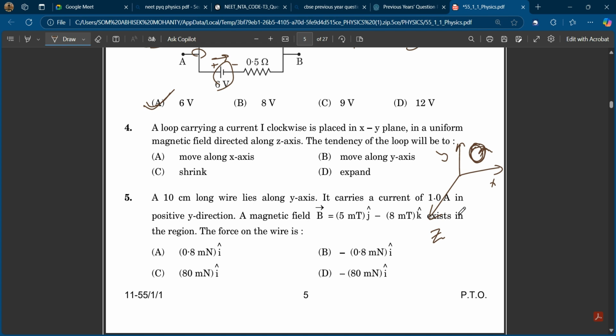So how to solve this one? Okay, the current is like this. So the magnetic field will be along, because this is clockwise, if we use the right hand thumb rule, the magnetic field will be like this. Correct? And also the external magnetic field is also like this. So what will be the tendency of the loop?